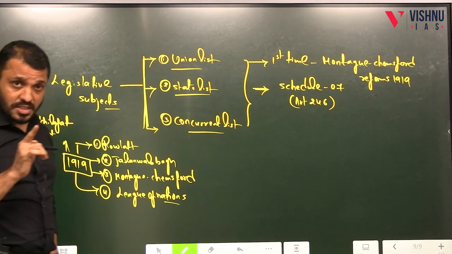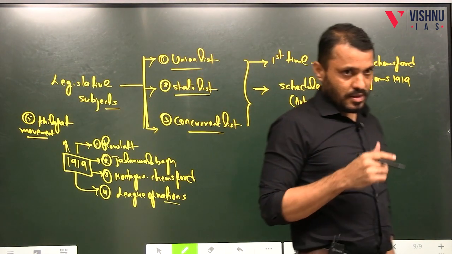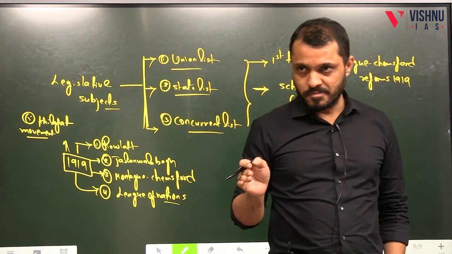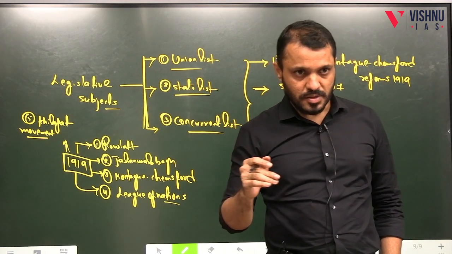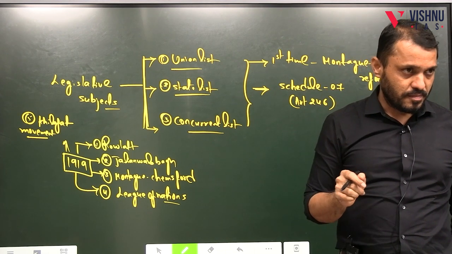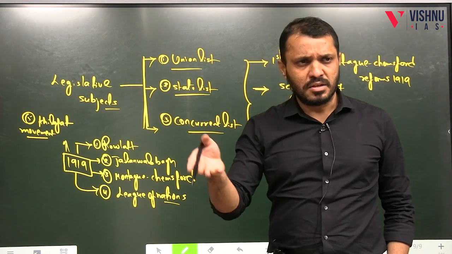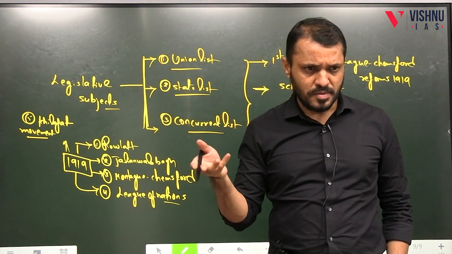You can't learn these things by heart. Only very regularly you have to visit Schedule 7. For example, when you are reading the newspaper, you come across the word education. You have to refer to Schedule 7 and check who will make laws on education. Some are very obvious. For example, currency. Who will make the laws on it? Parliament.